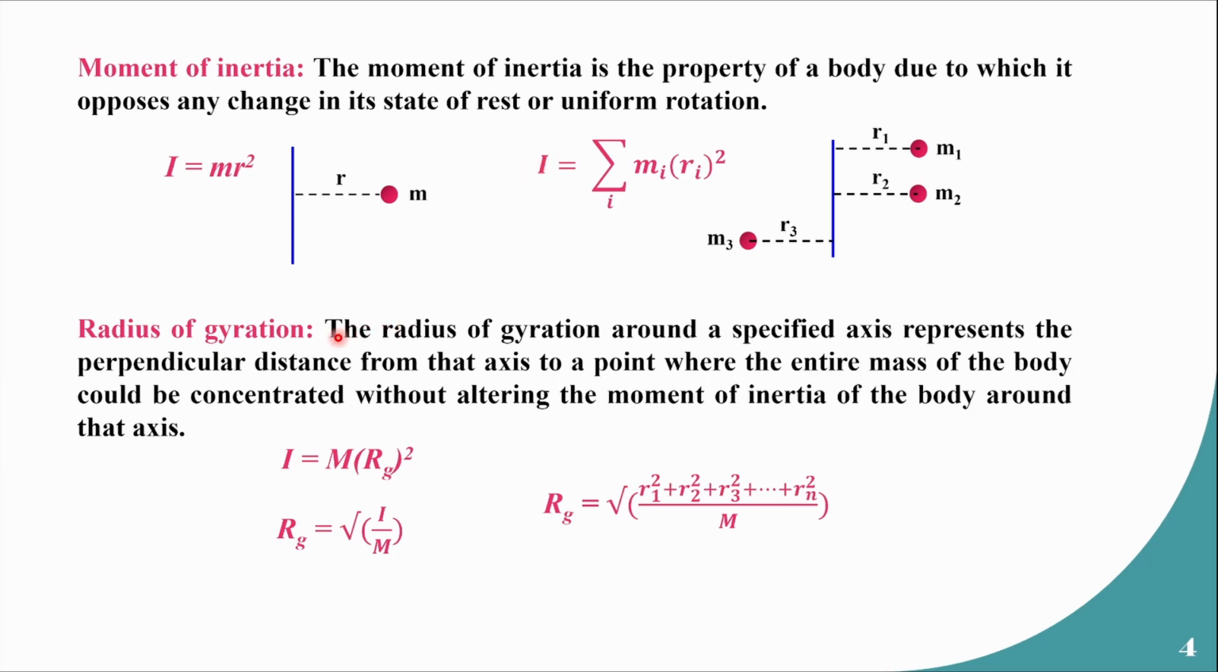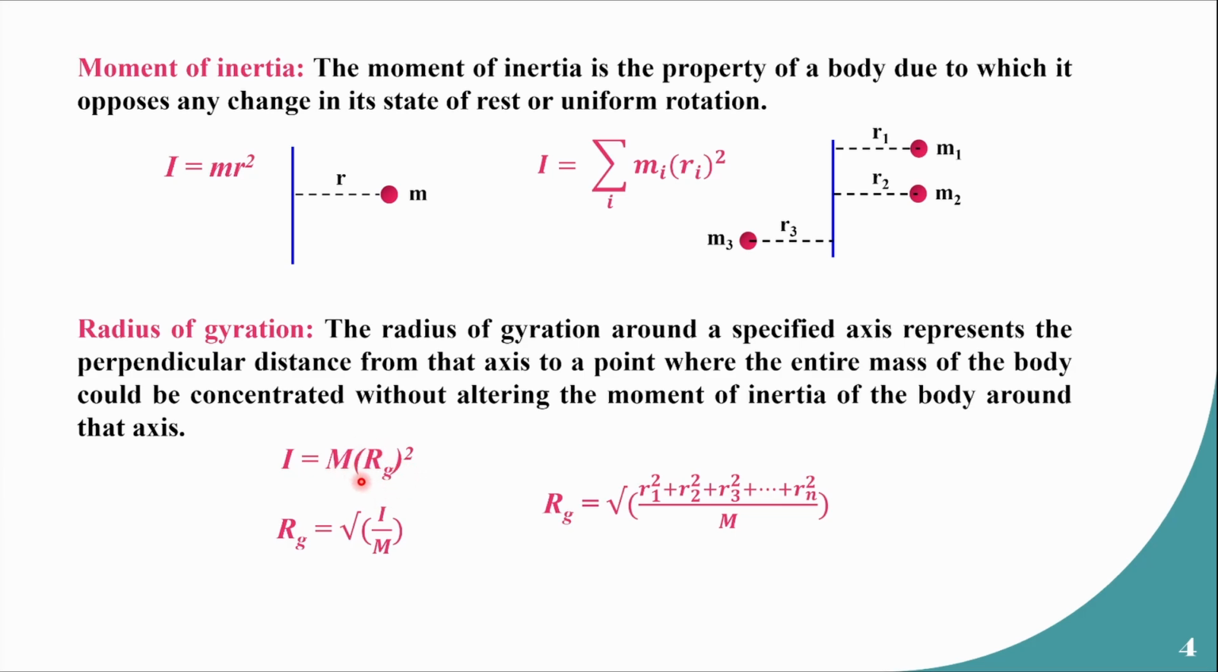Now, the radius of gyration takes that concept from the moment of inertia. The radius of gyration around a specified axis represents the perpendicular distance from that axis to a point where, if the entire mass of the body could be concentrated, it would not alter the moment of inertia of the body around that axis. In terms of the formula, it would be I equals m times r_g squared.